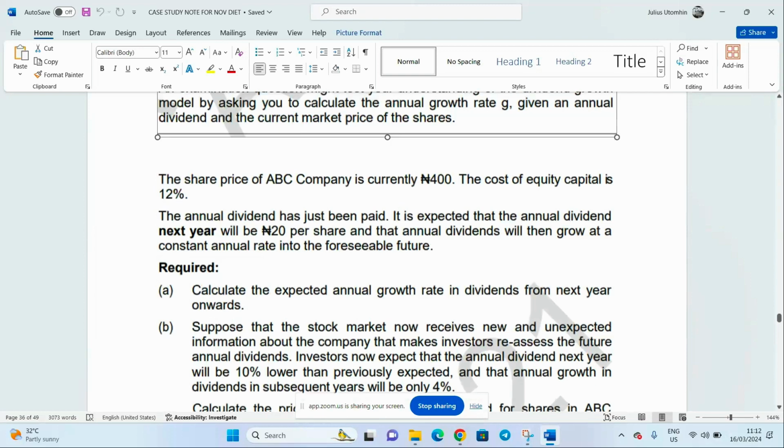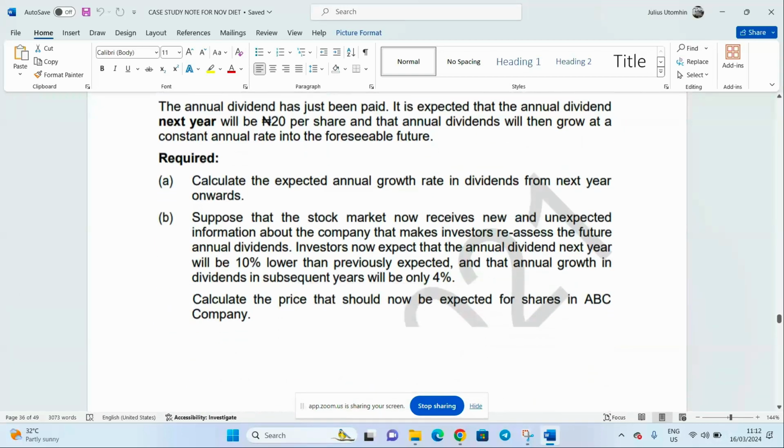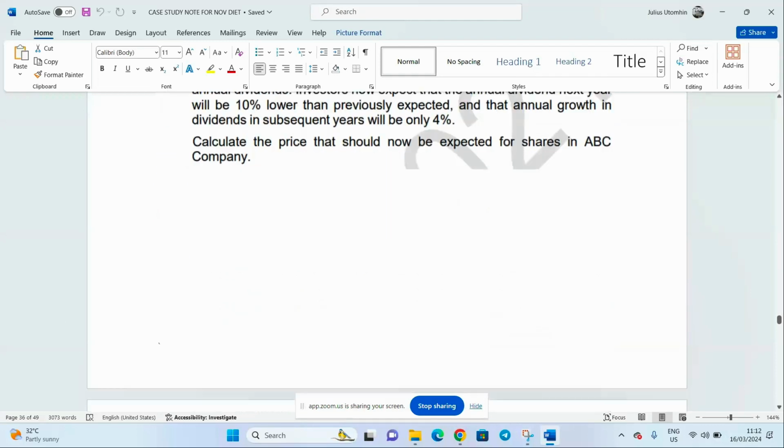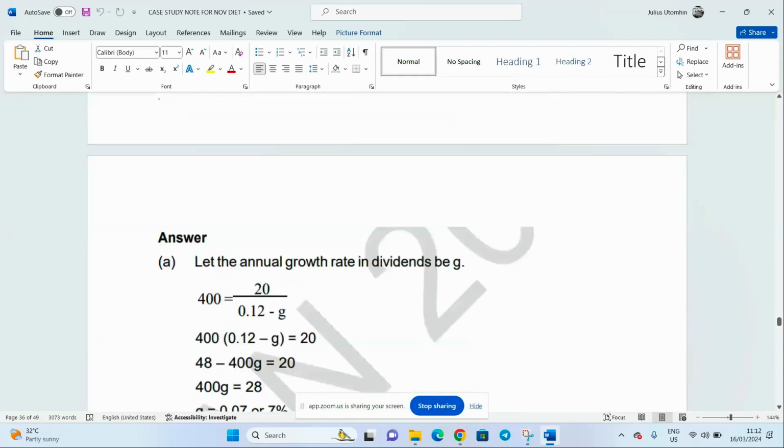Now, cost of equity is 12%, right? And you expect that the annual dividend next year will be 20 naira. Meaning that if next year is 20 naira, you don't need to factor in the growth rate again for your numerator. So it will just be 400 equals 20 naira divided by cost of capital minus growth. Then make growth the subject of the formula. How do you do that? It's actually 400 over 1 equals 20 divided by 0.12 minus growth.